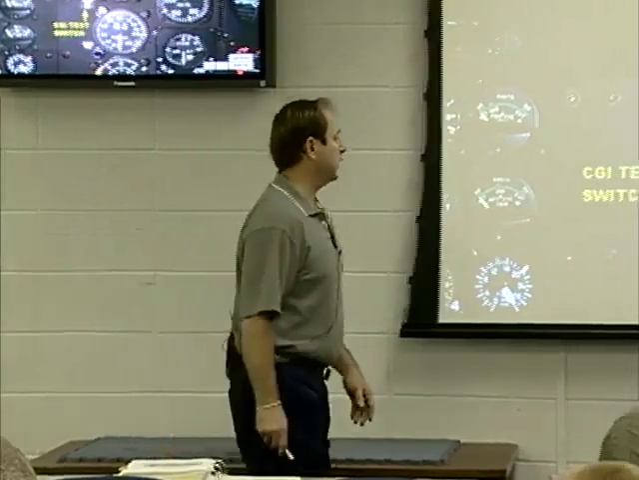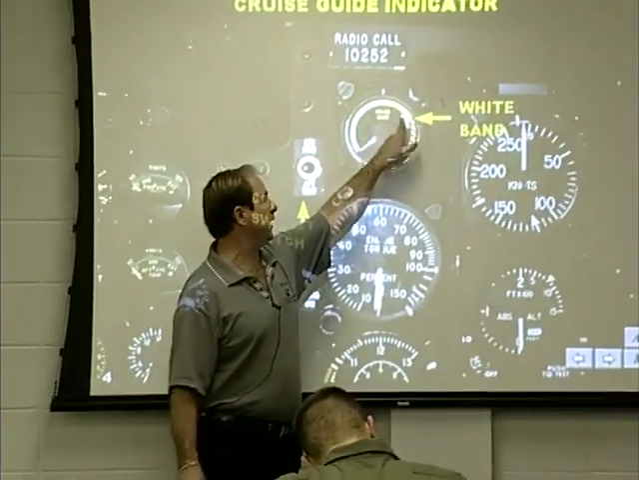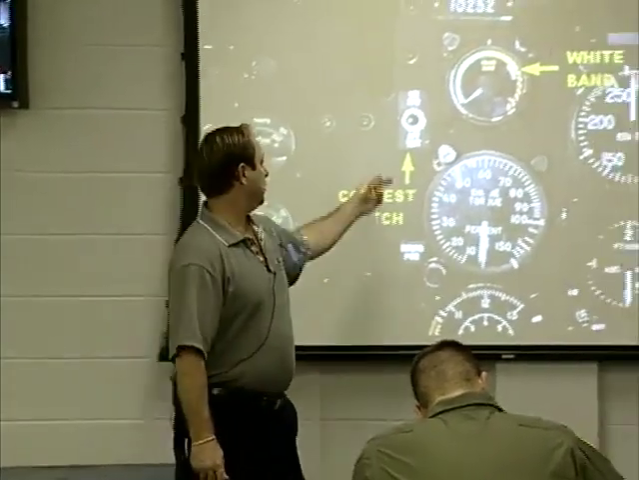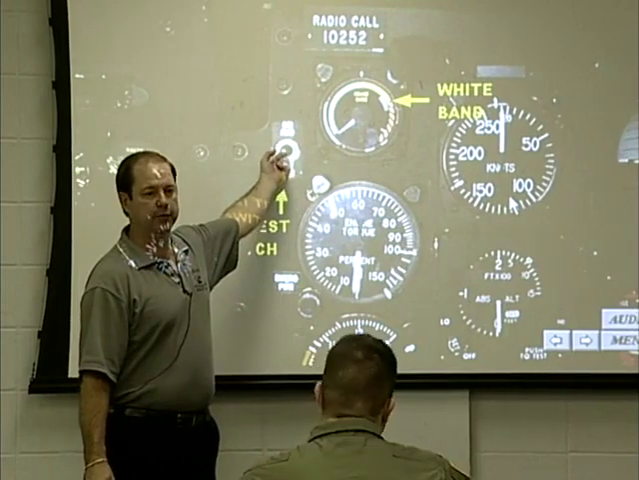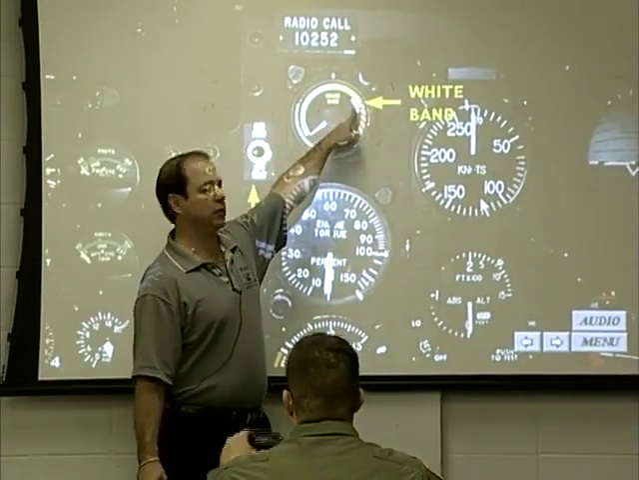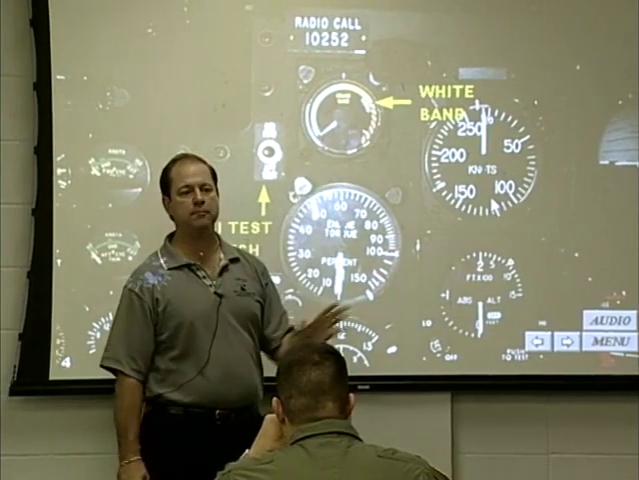Okay? Now, you have a white band inside the indicator, and that is part of the test process. You have a switch right here. If you select the forward indicating system, you're looking for the needle to go into the white band. As long as it goes into the white band, you're okay.